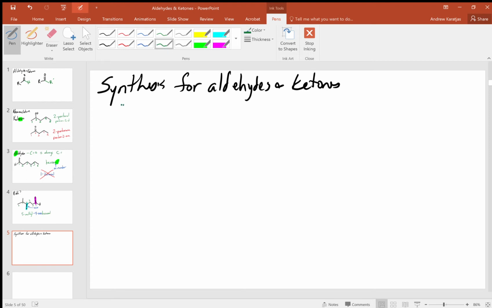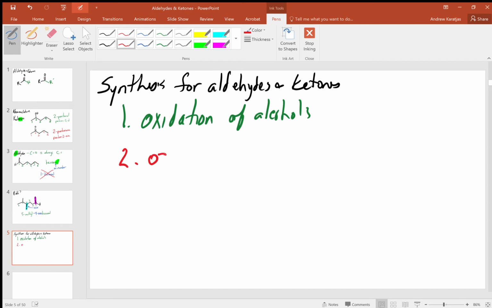In the last chapter, we covered what is by far the most important and most common way to make aldehydes and ketones, and that's the oxidation of alcohols. But in Organic 1, we also covered a couple of other methods that are definitely useful, just not as important or common.